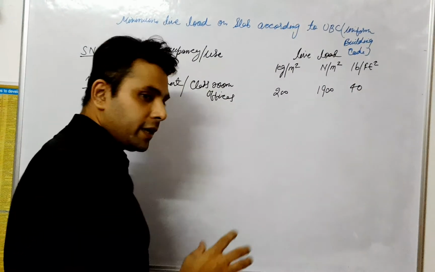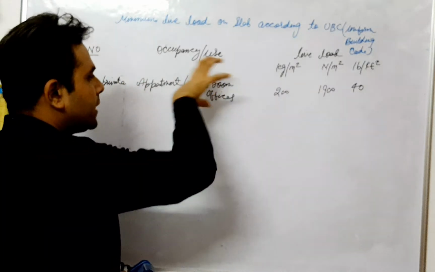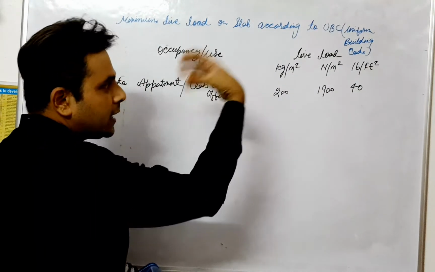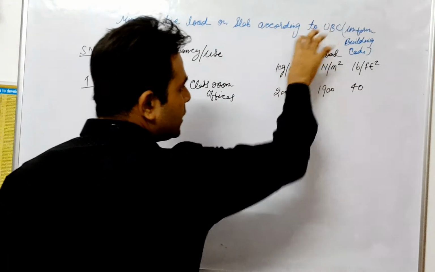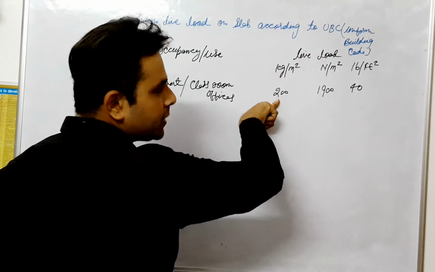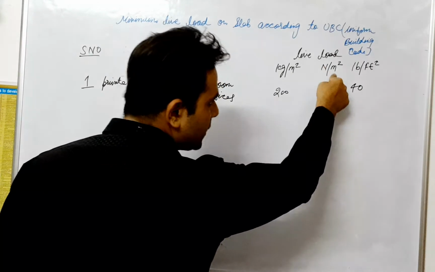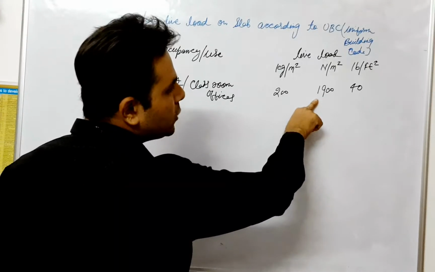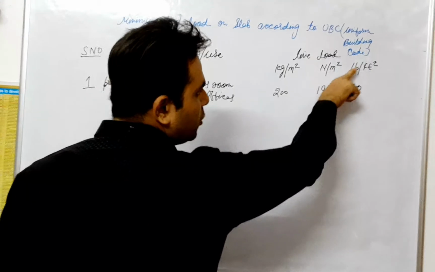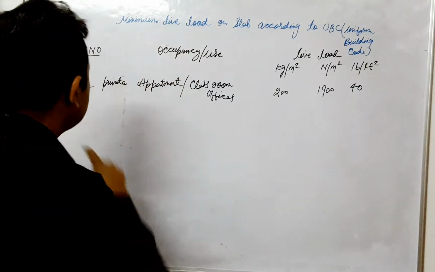Meaning, in case you are going to design any private apartments or any classroom offices, then the value of live load in kilogram per meter square is 200 kilogram per meter square. If you are going to design in Newton per meter square, then you have to take 1900 Newton per meter square, and in pound per square feet, you have to take 40. Clear? So this is for the private apartment or any classroom.